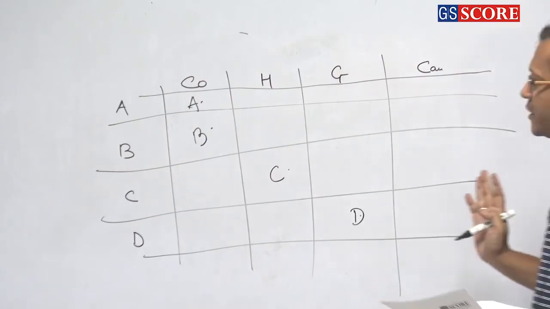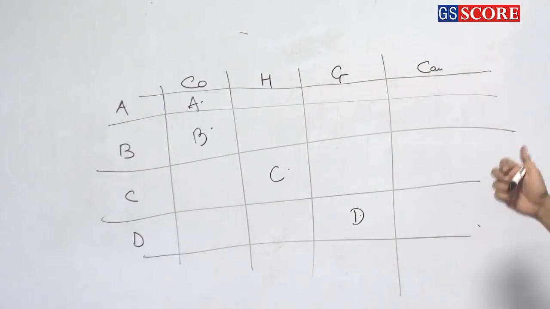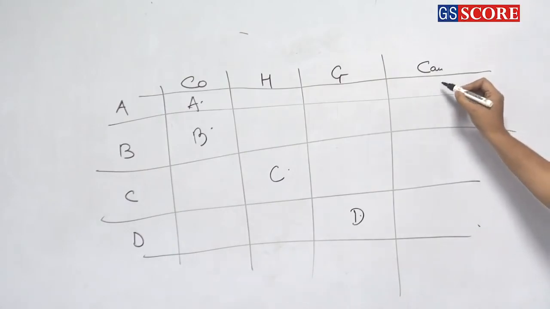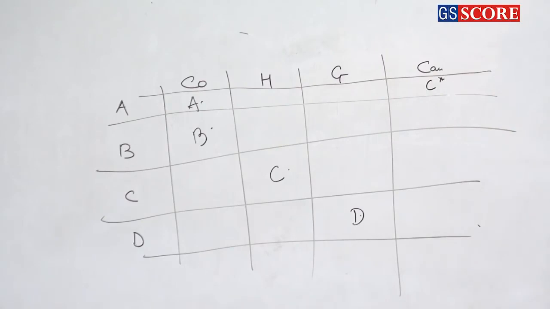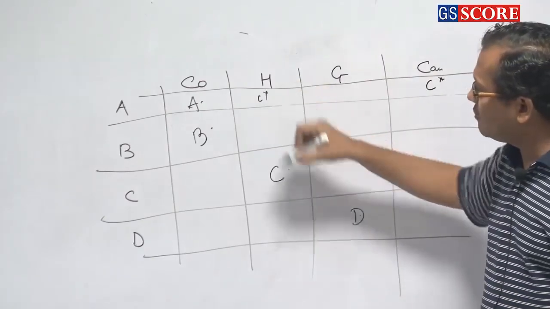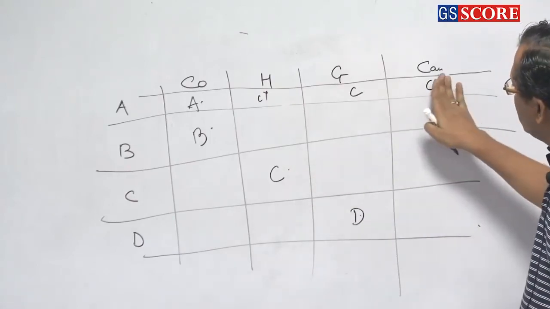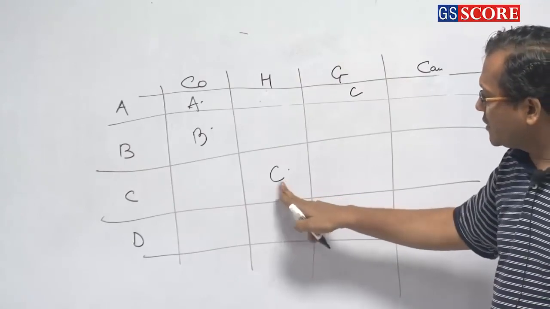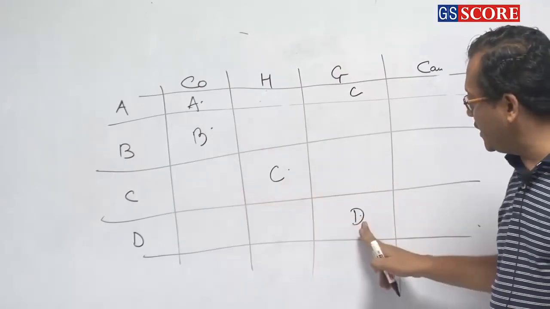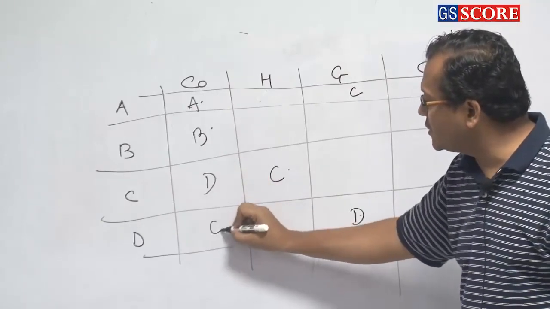Now it is a trial and error kind. Now A did not end up with C's cane, which means C will not come here. C will not come here because C is already here. So C has to come here. Now if C is here, then C will not come here, and if D here, D will not come here. So here it will be D and here it will be C.